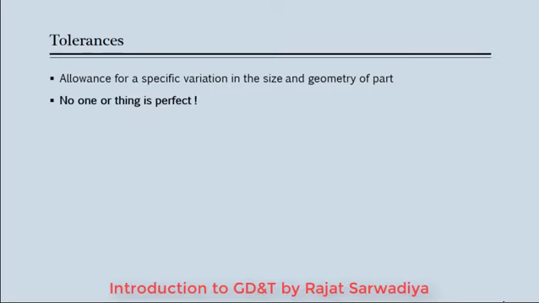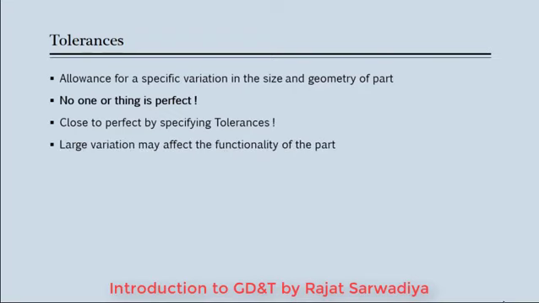We try to go close to the ideal case, close to perfection. Definitely, we cannot achieve it, but we try to be as close as possible. The tolerances should also not be more. The value should not be large, because large variation may create problems in the functioning of the part or assembly. Again, it should not be very small, otherwise it will affect the cost.